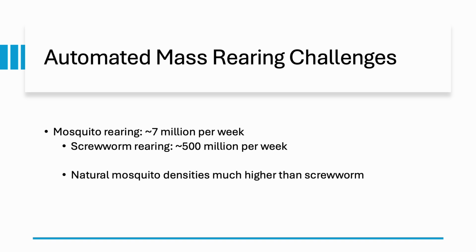So out of the 6 challenges that I previously discussed, we will be placing specific focus on 2 of them. The first being automated mass rearing. Currently, mosquito rearing does not exceed 7 million per week. Meanwhile, screwworms are at 500 million per week. Natural mosquito densities are much higher than those of screwworm flies.